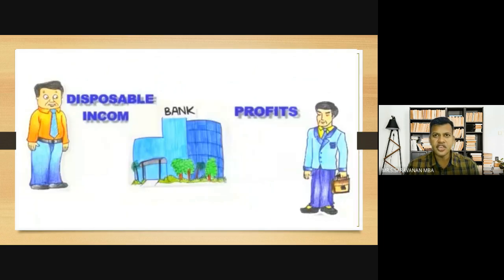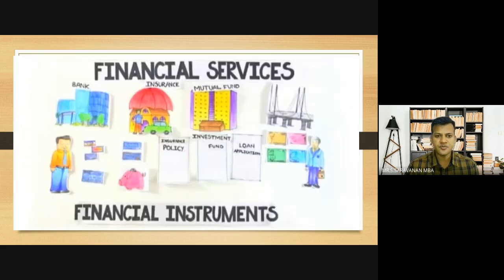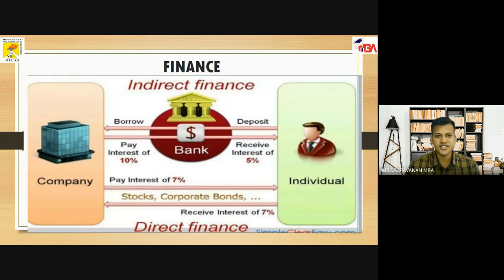Whenever we are talking about disposable income or a profit, all the money will be moving through banks only. So all the services related to finance, like banks, insurance, mutual funds, and other financial instruments, are called financial services. If the consumers are buying products from the business person and the business person is getting profit, it's called direct finance. But if the same individual is borrowing money from a bank to start a business, it's called indirect finance.